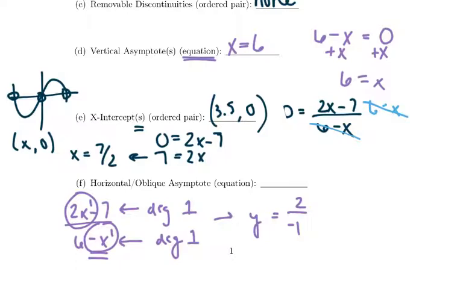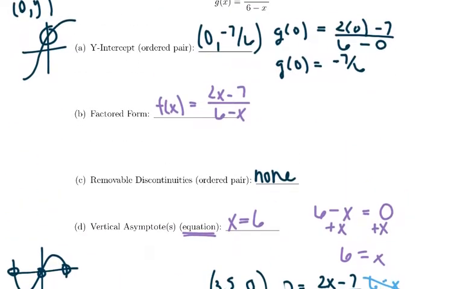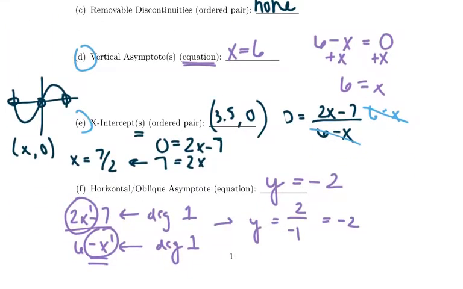Right? So our horizontal asymptote is going to be y equals -2. And again, we write it as an equation because it is an equation, it's a line. Okay, so now that we have all of these pieces, we're going to take these four things and actually put them on the graph now before we make our sign chart.